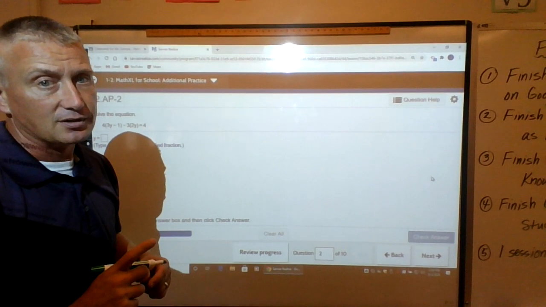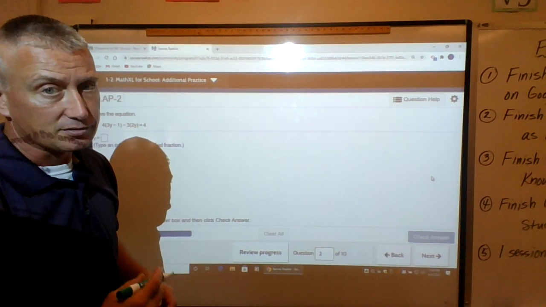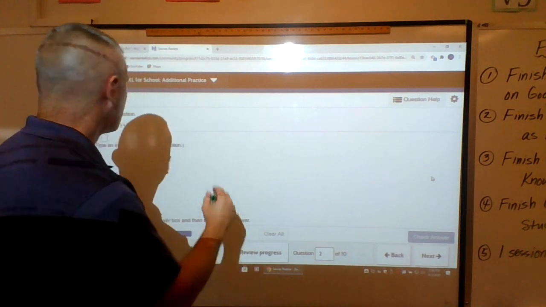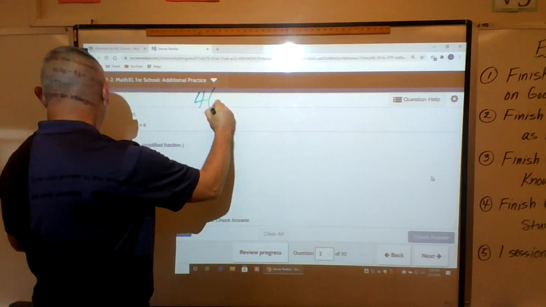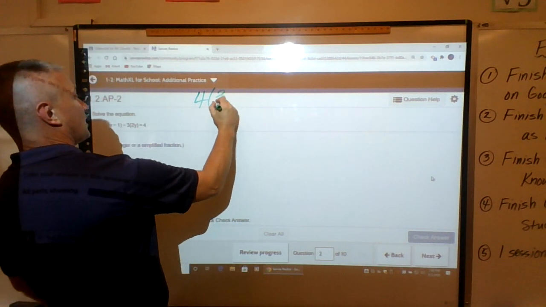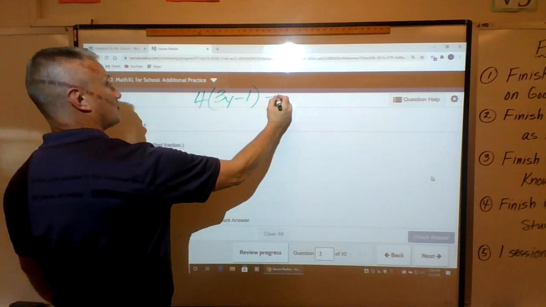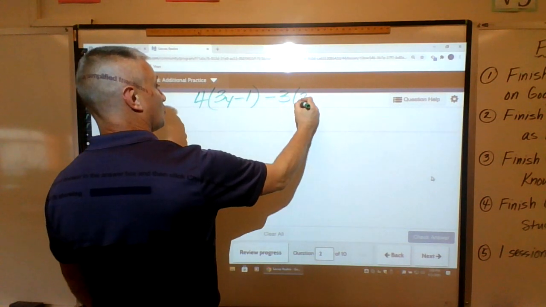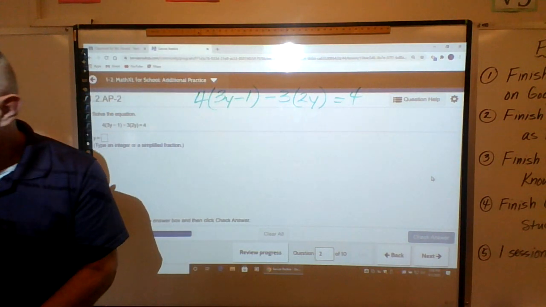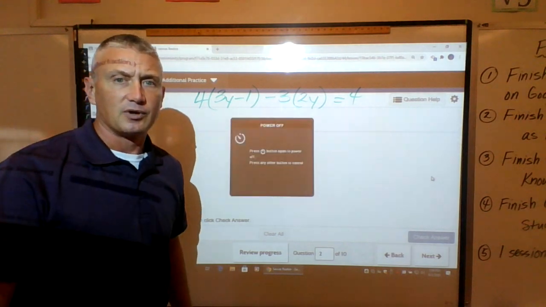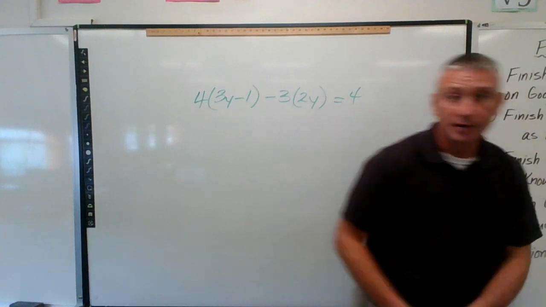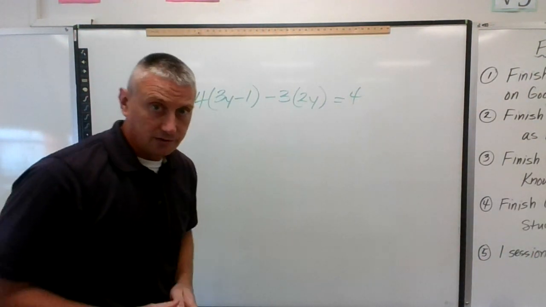So I'm going to copy this equation and then I will show you how to solve this equation because I know we haven't had a whole lot of practice solving the equations. So this equation is 4 times the quantity 3y minus 1 minus 3 times 2y, and that is equal to 4. Okay. Now I'm going to get rid of this light so you guys can see that a little better. And here's the equation that is on your additional practice.